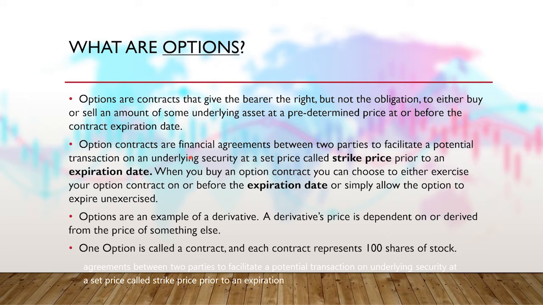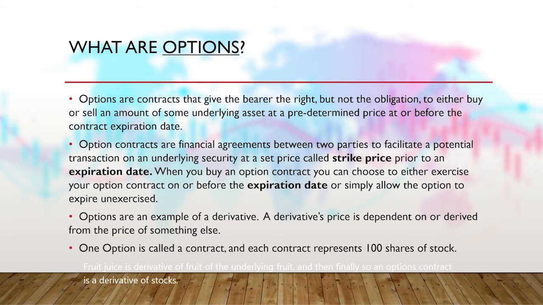When you buy an option contract, you are choosing to exercise your option contract on or before an expiration date, or simply allow the option to expire unexercised. Options are an example of a derivative. A derivative's price is dependent on, or derived from, the price of something else. Wine is a derivative of grapes. Fruit juice is a derivative of the underlying fruit. And an options contract is a derivative of stocks.